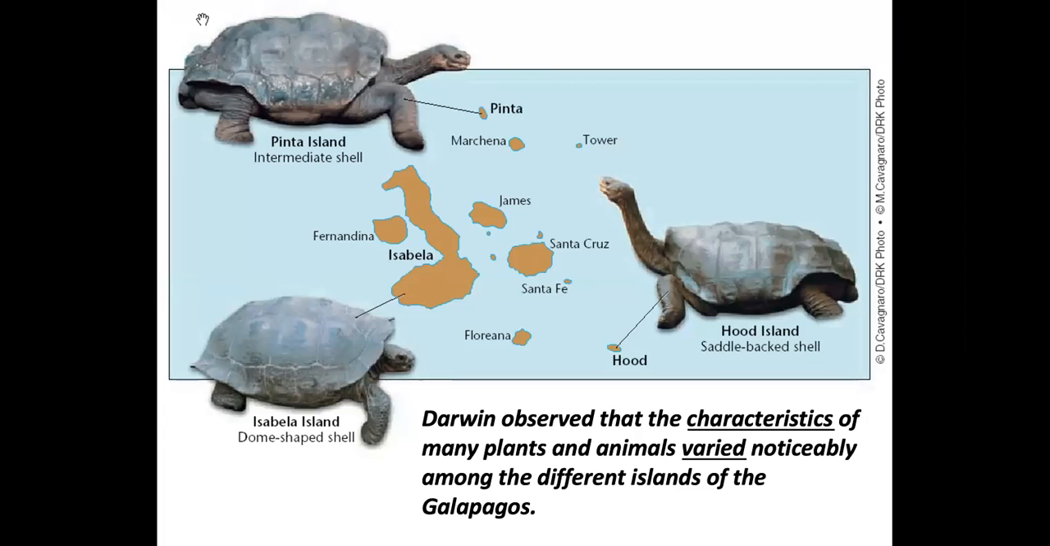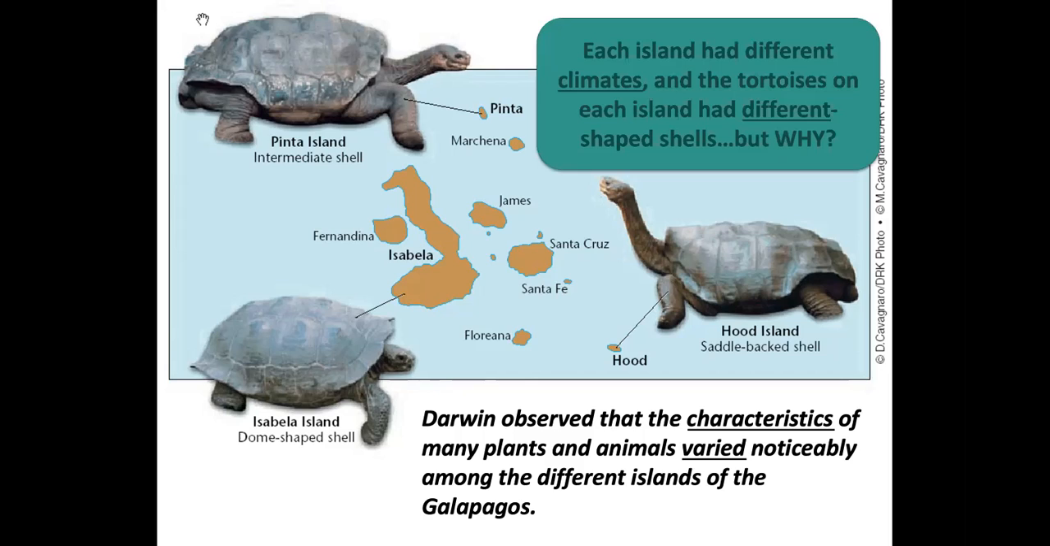Darwin observed that the characteristics of many plants and animals varied noticeably among the different islands of the Galapagos. So he did study different tortoises, and if you can see up here, you have 3 different islands, Pinta, Hood, and Isabella, and you can see that they all look different, okay? And this is because they had to what? Adapt to the environments that they live in. So each island had different climates, and the tortoises on each island had different shaped shells, and this is why.